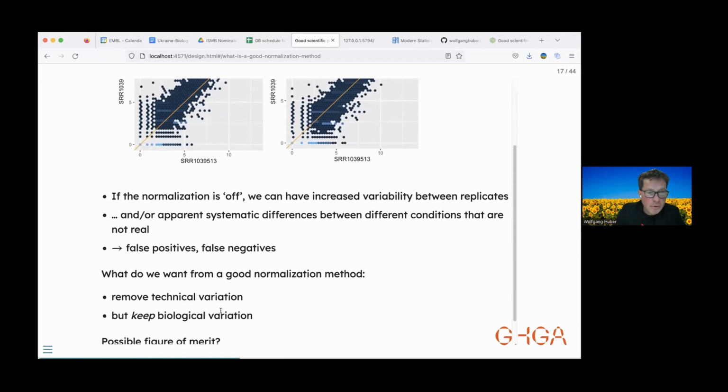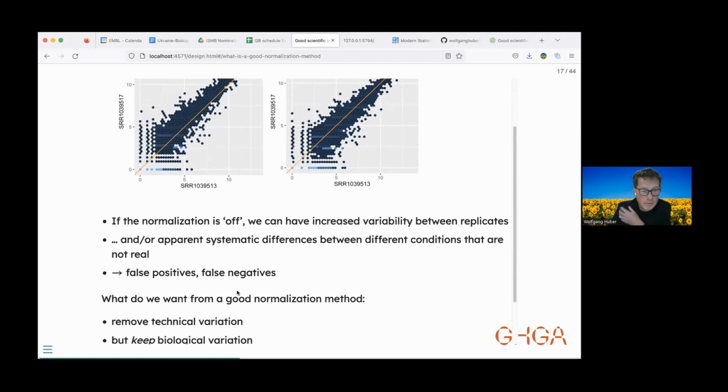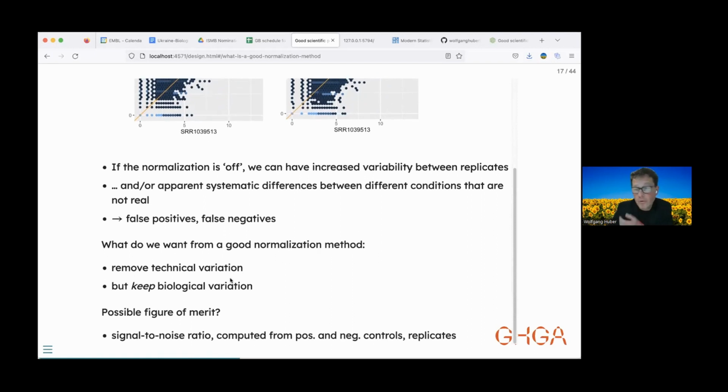So as you can see, this is a step that tries to account for the lack of units in those data. If we don't do the normalization, or if we do it wrongly, we can perceive increased variability between replicates. For instance, we could come to the conclusion that all the genes or many genes in the second sample are upregulated. And this can, of course, produce false conclusions. What we want from a good normalization method is that it removes such technical variability, and that it keeps biological variation.